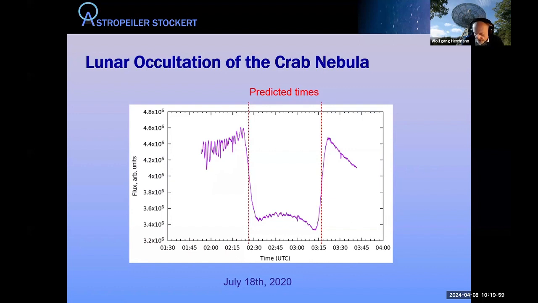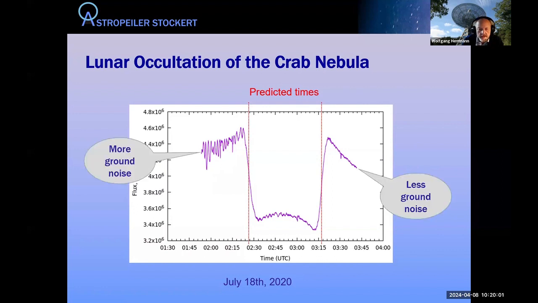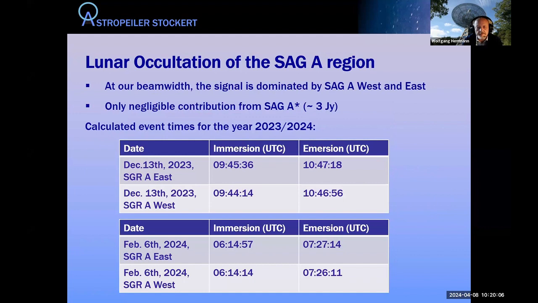And now let's have a look at, this is just what I have explained. Then there's a fairly recent lunar occultation that we have observed. That's the Sagittarius B region.